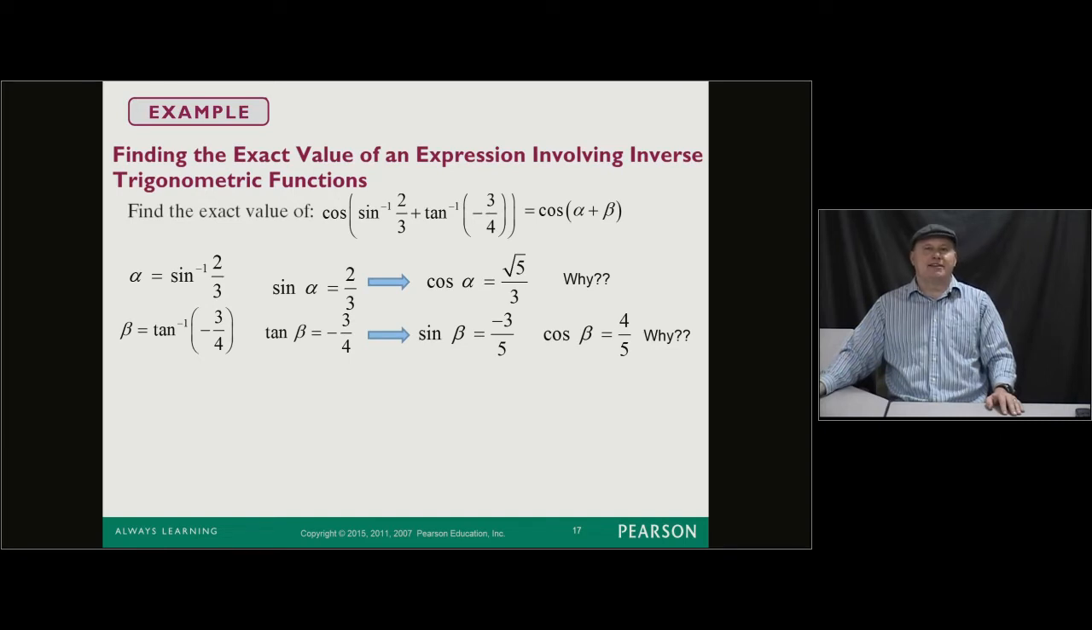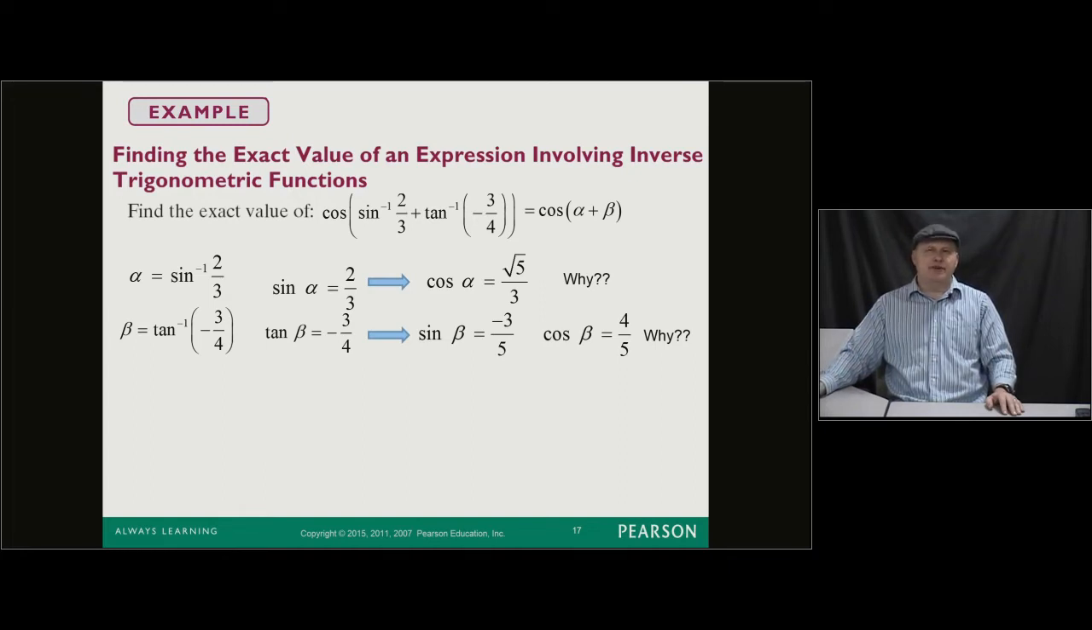Now, there's a much easier way than that. You could just create a triangle and say, well, the tangent of beta is 3/4, so it's opposite over adjacent. And that would make the hypotenuse 5 by the Pythagorean theorem. And then using your right triangle trigonometry, you can find those values just as easily, if not quicker, that way.